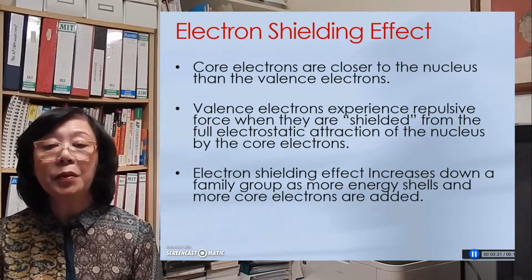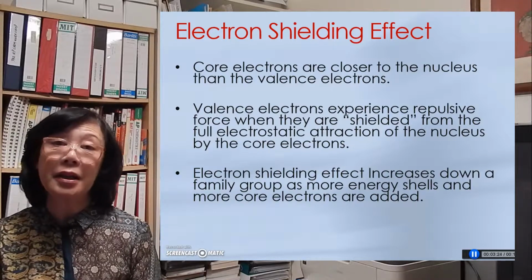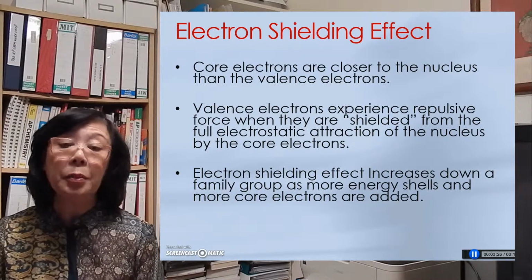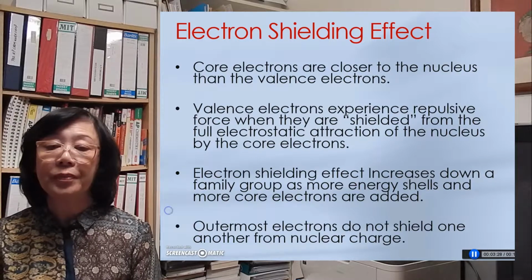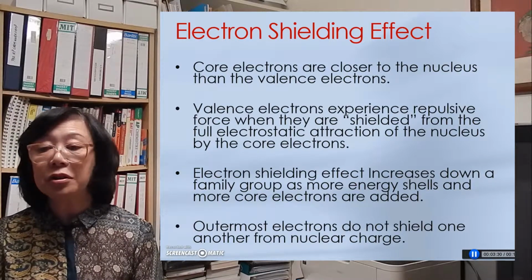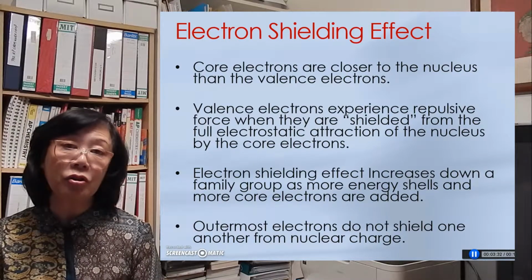Electron shielding effect increases down a family group because now there are more energy shells, more core electrons, and the outermost electrons do not shield one another from nuclear charge.